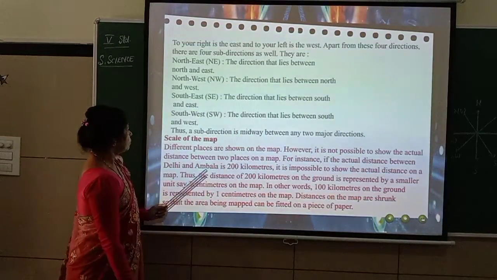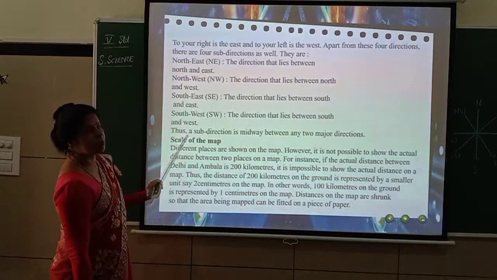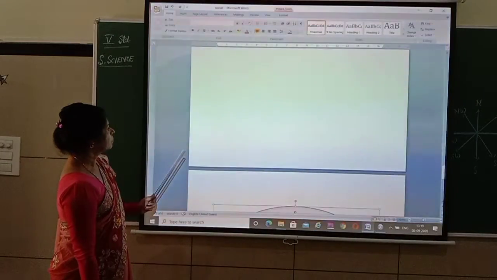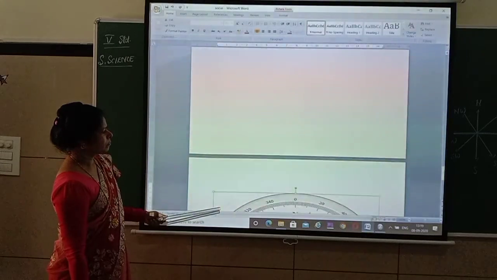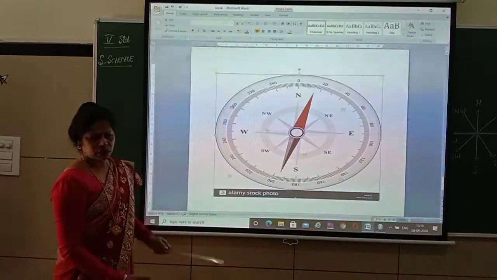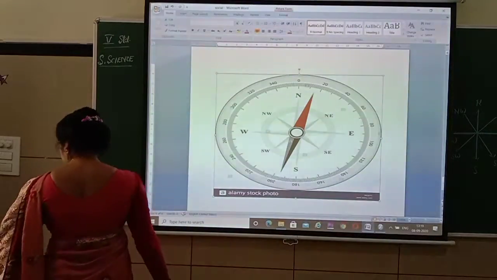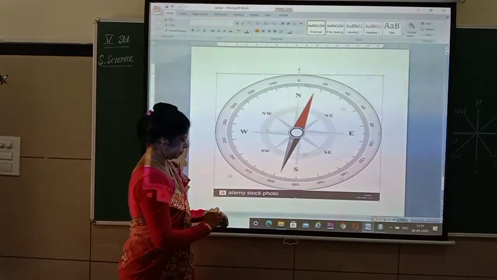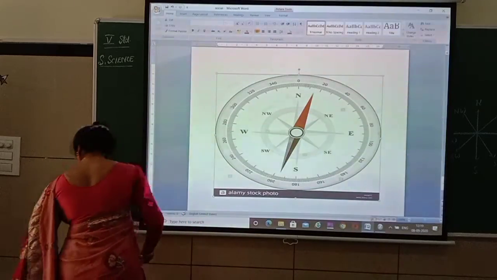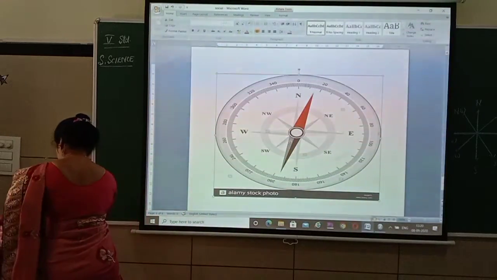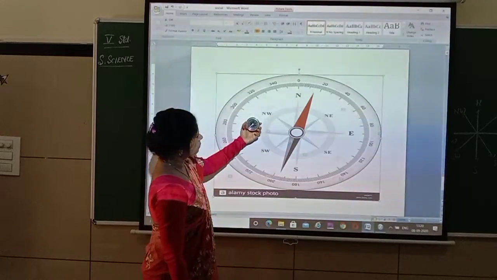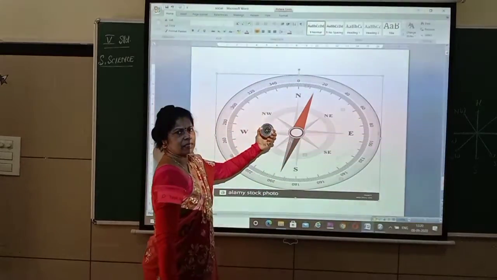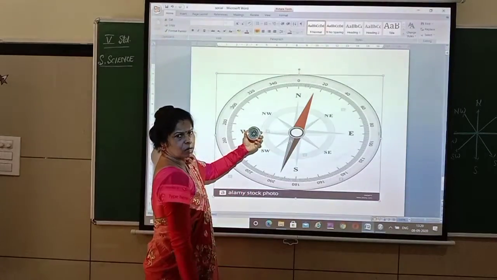Okay. Now, I'll show you the compass. When I show the compass, you will understand. I'll take the compass. Yes. Now you can look here, children. That is the compass to show the direction. You can see here. The same compass is here. And you can see a needle here. That is called a magnetic needle. And the red color always points to the north.